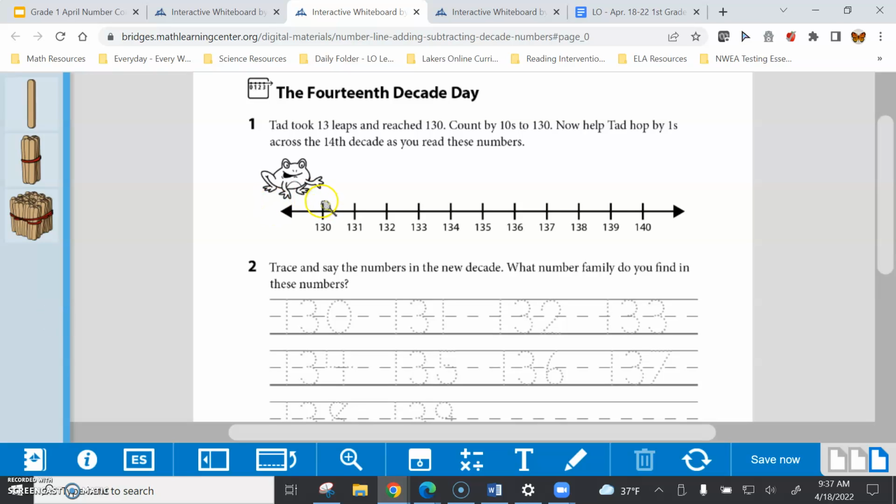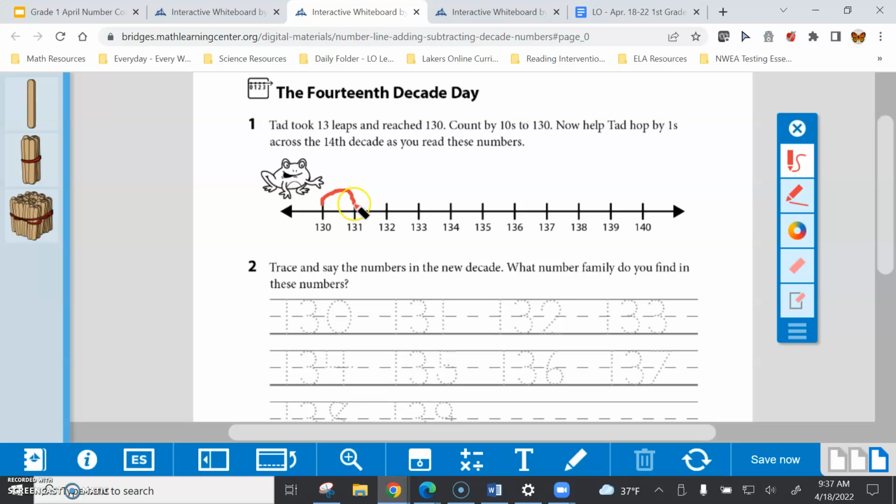So we have 130 here, and we're just going to count by ones. You can even take your pencil and actually draw it in. When we do it, I want to move this over so it's not in the way as we draw. 130, 131, 132, 133, 134, 135, 136, 137, 138, 139, 140.